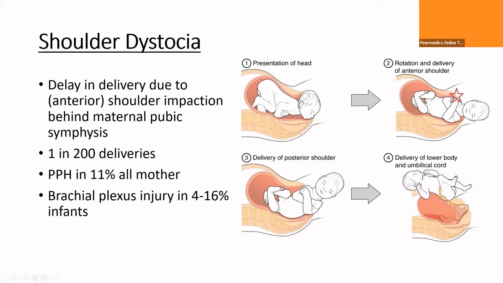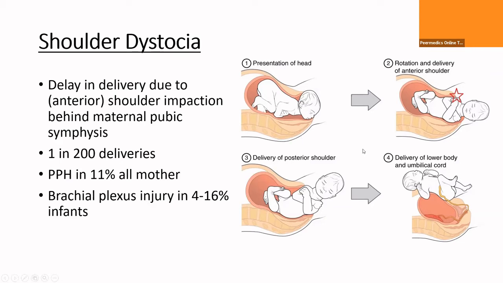So this occurs generally where you've got babies who are big or who've got big heads and things like that. And it's a delay in delivery due to anterior or posterior shoulder impaction, either behind the maternal pubic symphysis or with the posterior shoulder getting impacted upon the sacral promontory. So the sacral promontory is obviously the bit at the back of the spine there, pubic symphysis being the bit at the front.